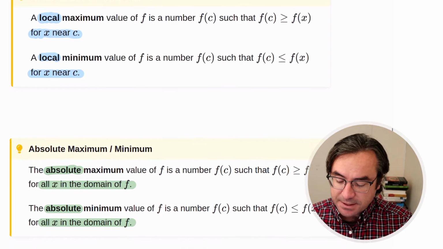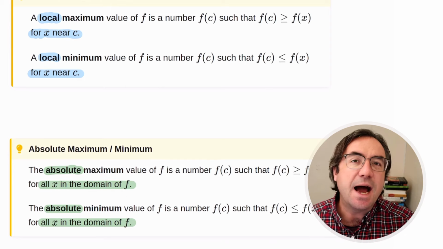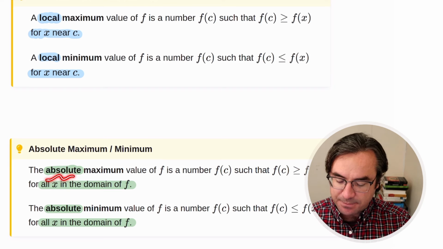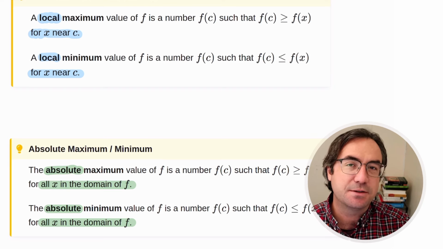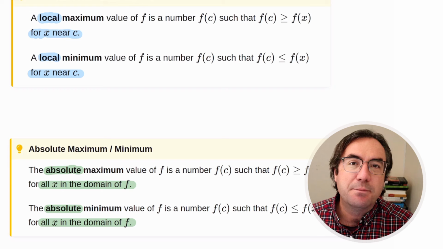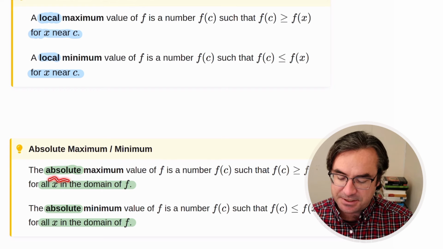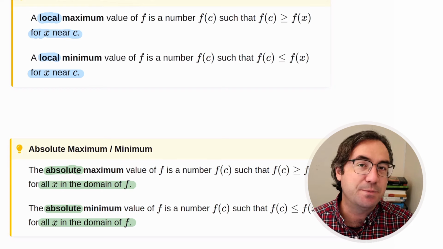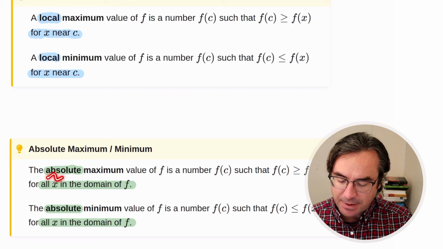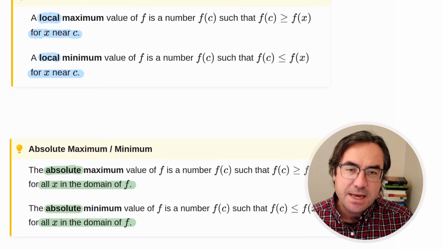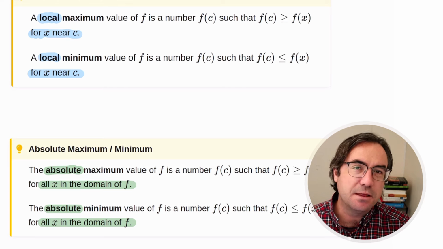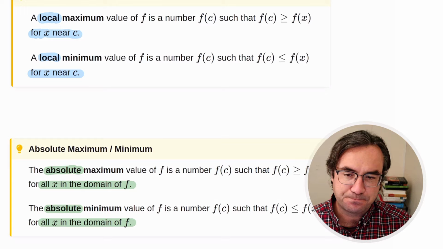The absolute max is the highest point on our graph. You can think of the absolute max like the Mount Everest of mountain peaks. Sure, there's other mountain peaks out there, but Mount Everest is the tallest one. So that would be like our absolute max. That's what we're looking at when we talk about absolute max and absolute min: it's a high point, but it's the highest point, or the lowest point on our graph.